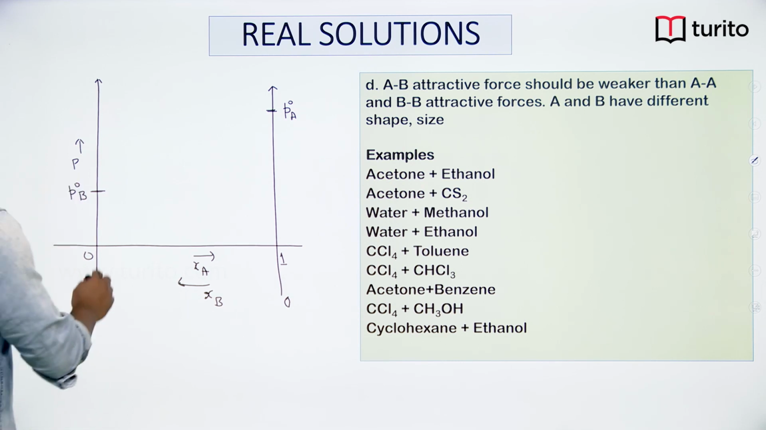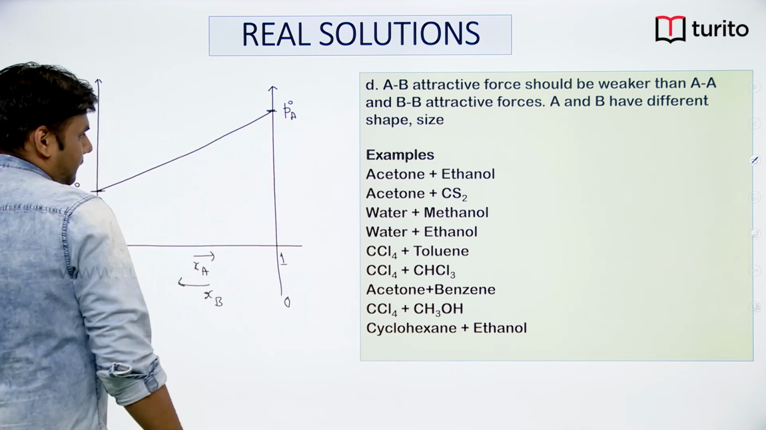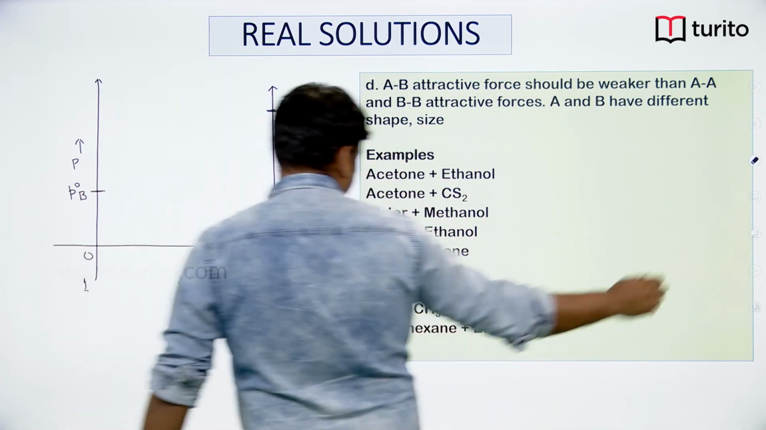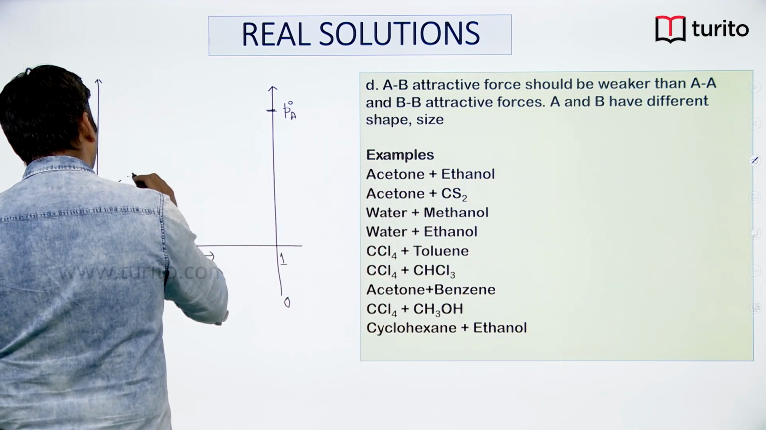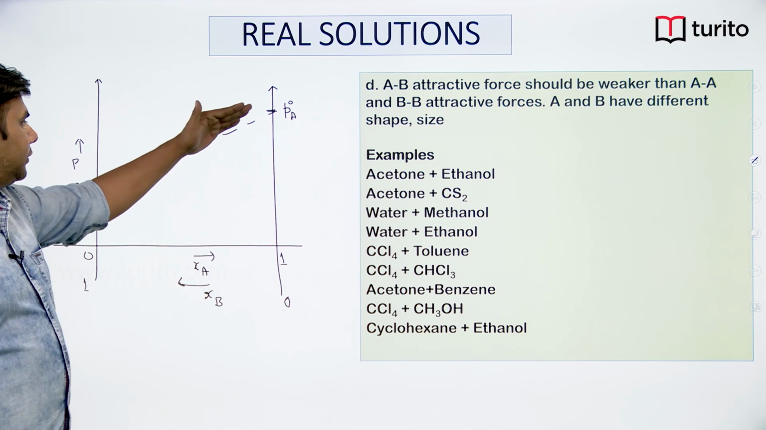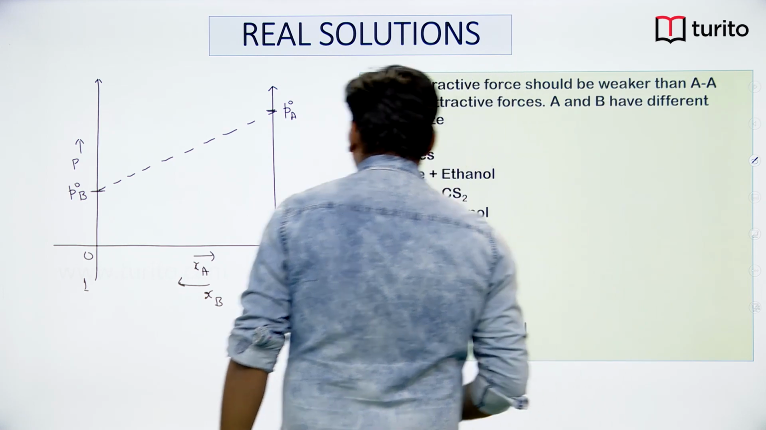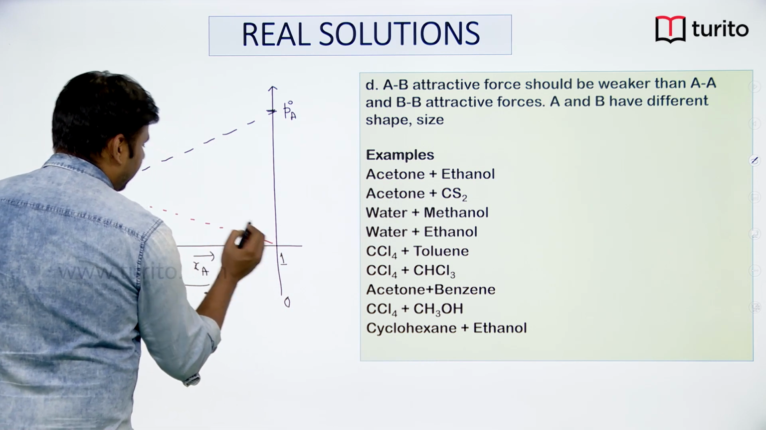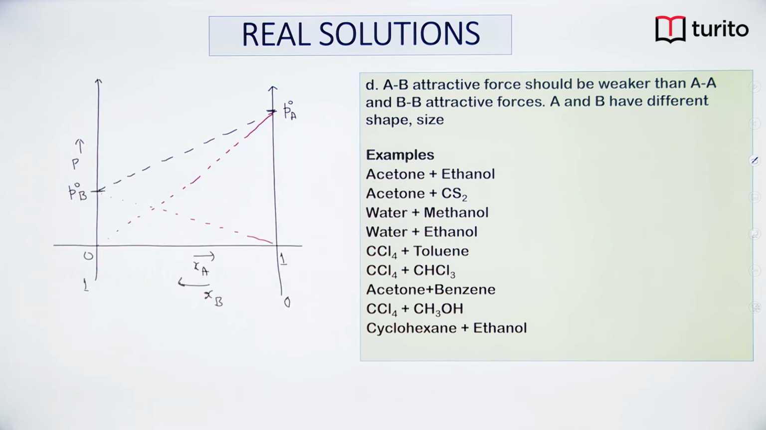Now when they were following Raoult's law, we knew that this was the line for Raoult's law. I will just make it a dotted line for your easy understanding. So this was the Raoult's line, when it was an ideal solution. So this would be the variation of total pressure. And if you look at the individual components, the variation of vapor pressure of B would be something like this, and the variation of vapor pressure of A would be something like this.